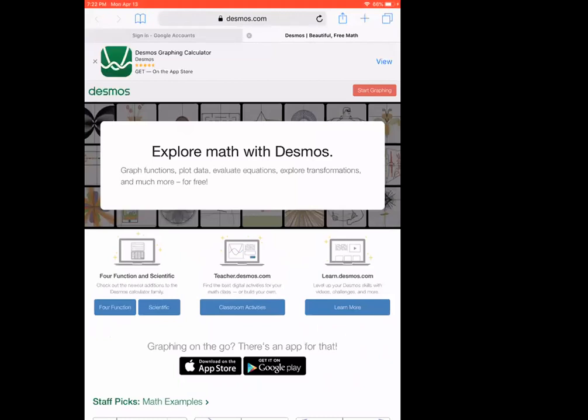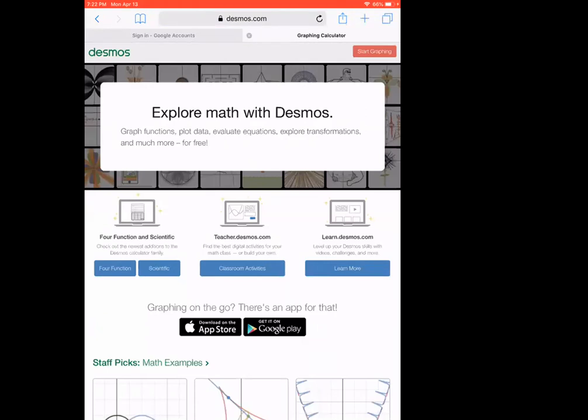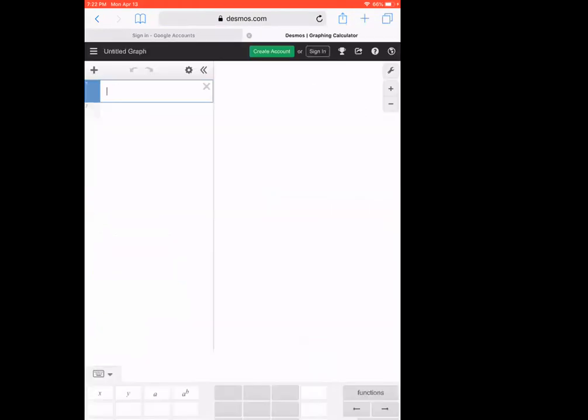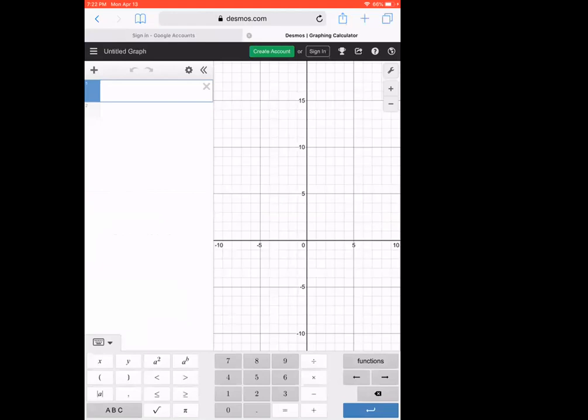Okay, and I did try this on my phone. I'm using an iPad right now, but I used it on my phone and it works really well. So here it is. You don't have to sign up for anything. You can download the app, but I don't bother. Just using the web browser is definitely free, because I do it all the time. If you see up in the top right area, it says start graphing. You can just click that and it will bring you here, and you're just going to go ahead and type in your equation.